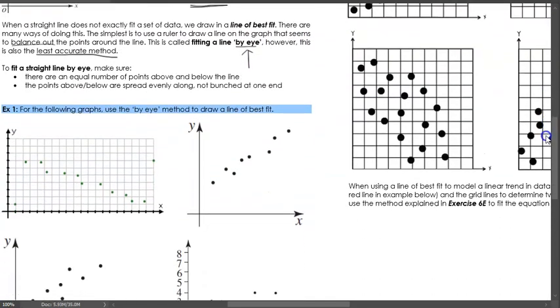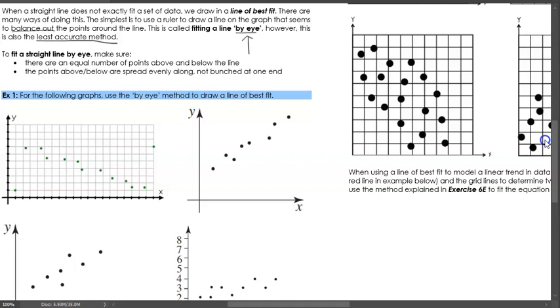So to fit a line by eye, make sure that there are an equal number of points above and below the line, and I'm going to say that there are approximately an equal amount, or very close to equal. It doesn't have to be exactly equal, else you'll just be there forever trying to count if there's some above and some below. And the points above and below are spread evenly along, not bunched at one end. Okay, so these are two important facts you have to consider.